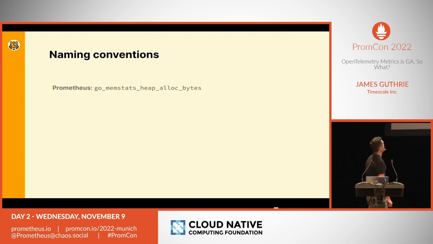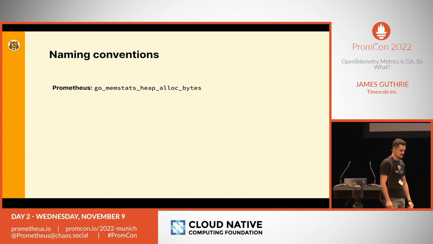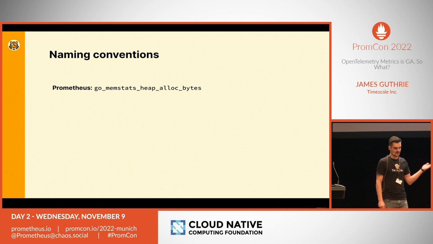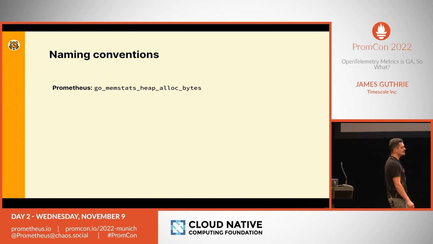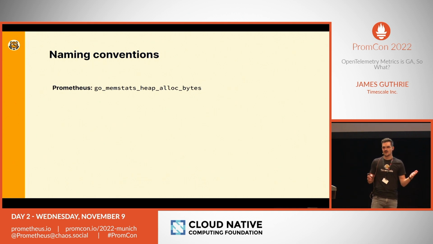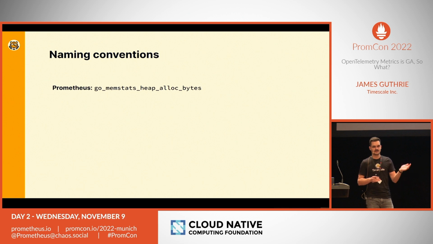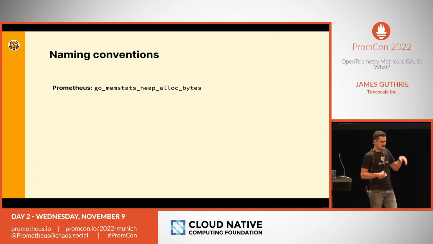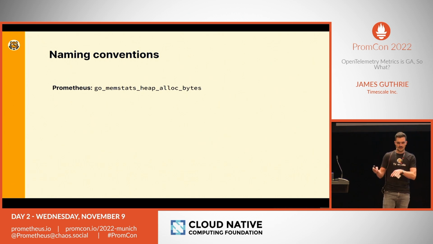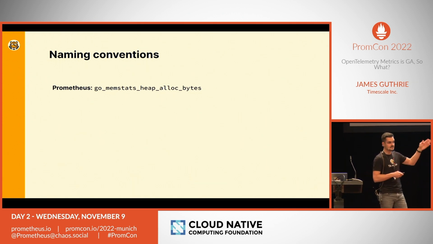You may be familiar with this guy, go_memstats_heap_alloc_bytes. This is a metric which is exposed by the Go runtime, how many bytes are allocated on the heap by the Go runtime at that point in time. So if you're scraping or getting metric data from a Go application, you'll be familiar with this. Now, in the OpenTelemetry world, obviously there is a Go client library that you can use to instrument your application, and it will also expose a value which tells you what the allocated heap bytes are.